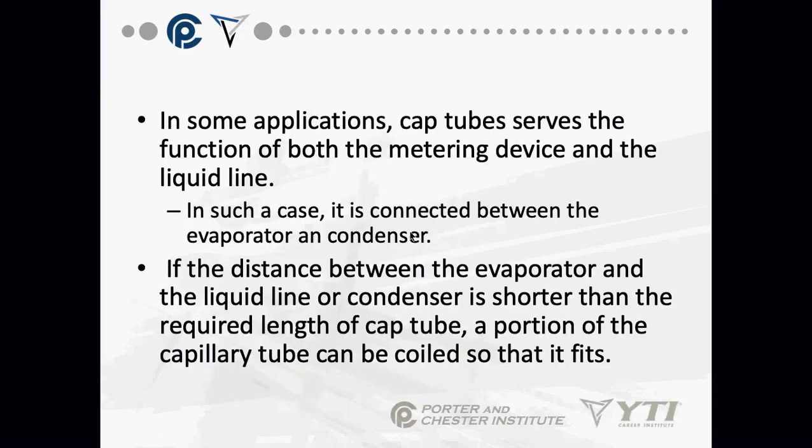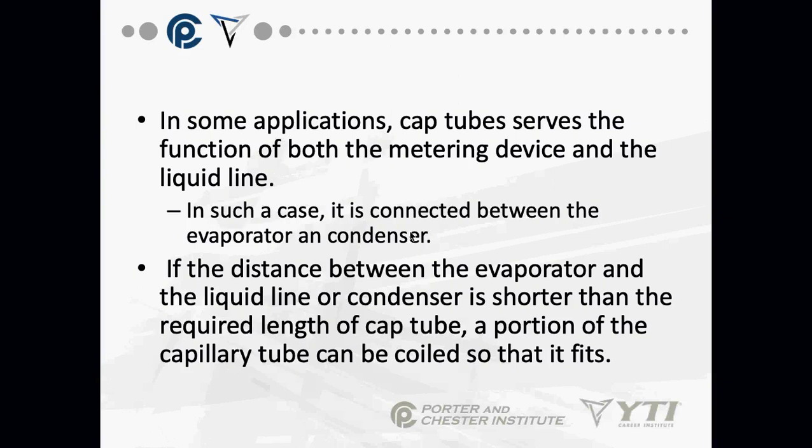In some applications, the cap tube serves the function of both the metering device and the liquid line. Look at any older window air conditioning unit. The cap tube is directly connected to the condenser, and it is the path of refrigerant between the evaporator and the condenser. The cap tube serves as both the liquid line and the metering device. There's no big issue with this. Hey, it's a small system. They're like 12 inches apart. If the distance between the evaporator and the condenser is shorter than the required length of the cap tube, a portion of the cap tube can be coiled.